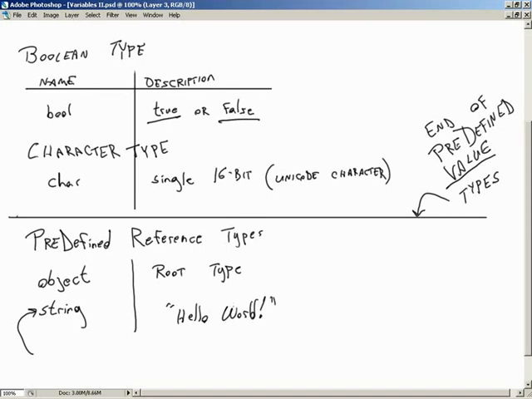So looking at my notes here, Logan, I believe that is everything that I wanted to talk about in this video. Once again, this video was covering predefined value types and a couple of the predefined reference types. Is there anything you'd like to add to this? Not really. I think that takes care of it.